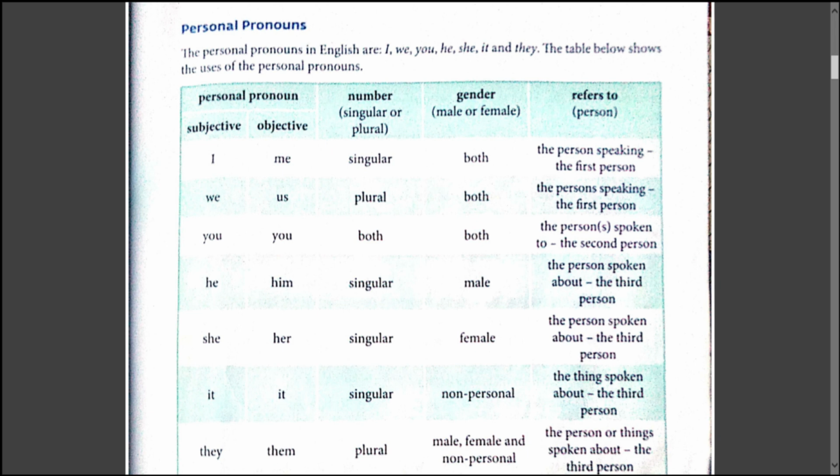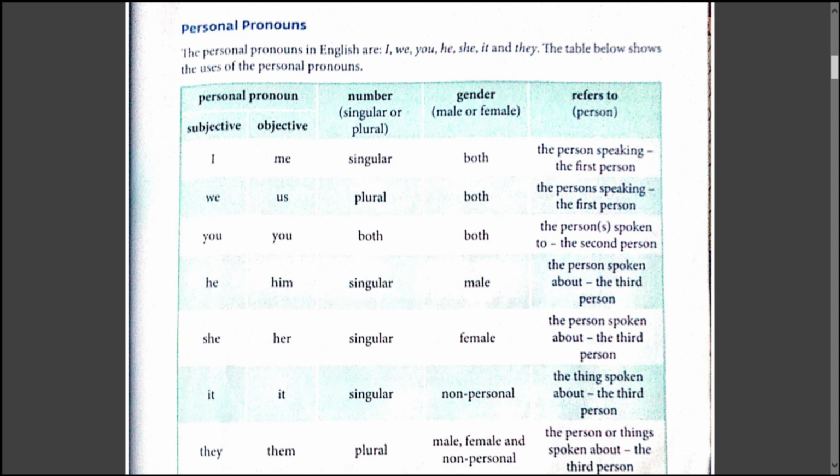Next one, you. You, if it is in the subjective place, then in the objective also it will be you only. You is taken for singular also and plural also. So both. You can be used for male and female, so again both. Next one, refers to person. In that, it can be persons spoken to. That is the second person. Usually we take you as plural, so second person.